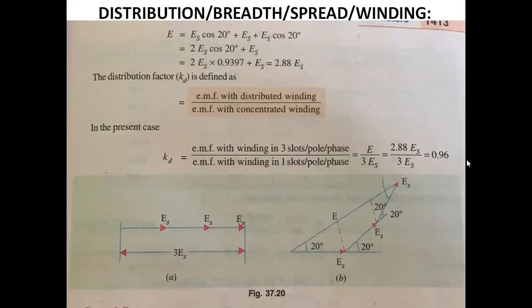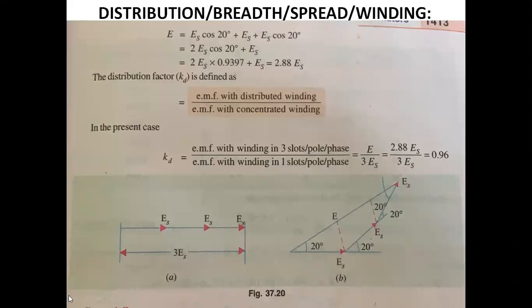And the angular displacement between any two adjacent slots will be 180 divided by how much? 180 divided by n, where n is slots per pole. How many slots per pole? 36 slots, 4 poles. Each slot is under one pole. 9 slots are under one pole.